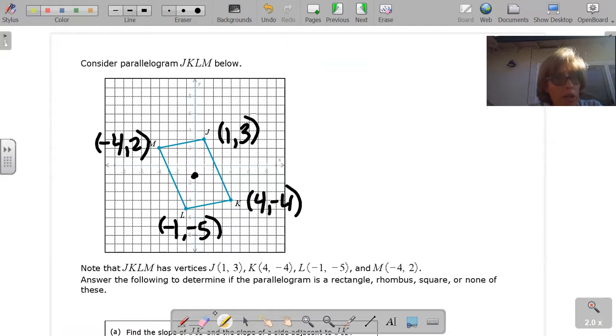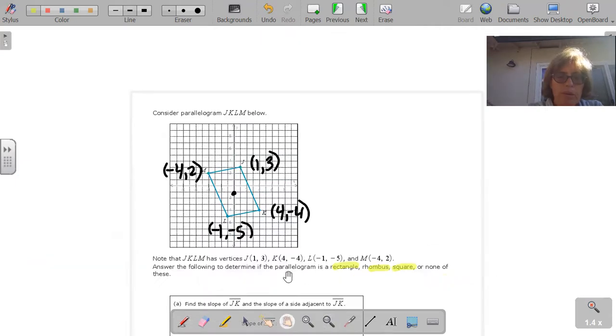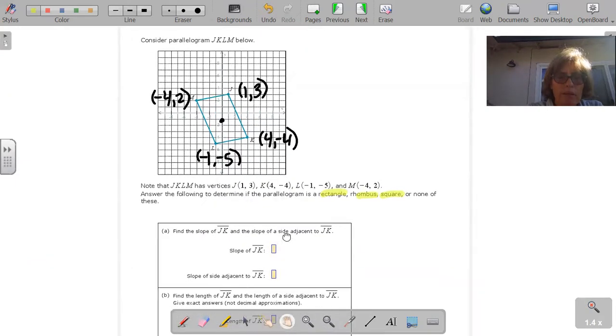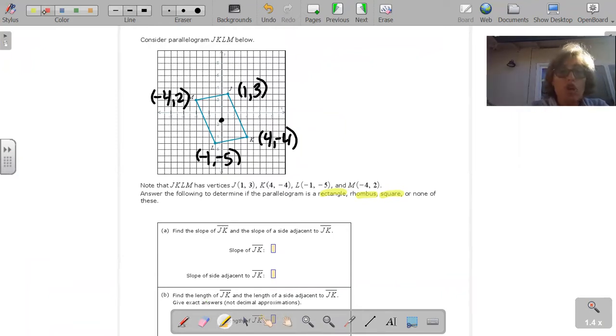We're going to answer the following questions to determine if it is a rectangle, rhombus, a square, or none of these. So step number 1 says we're going to find the slope of JK and then the slope of a side adjacent to JK. That means next to. So it doesn't matter whether we do this one or this one. I'm going to do the one down below. The slope of JK and then the one adjacent.